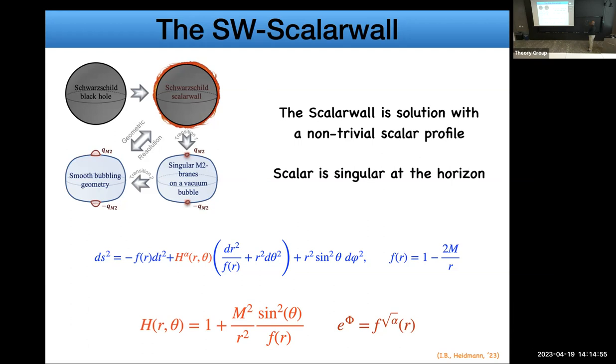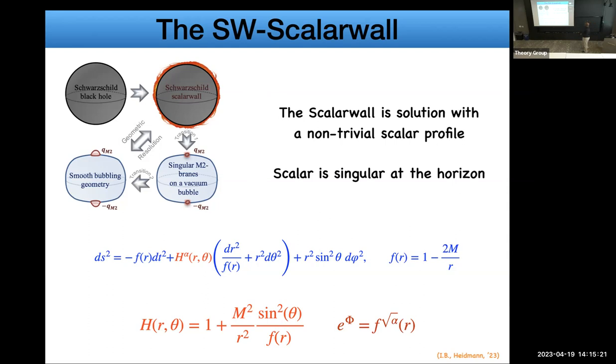Does the field just get really large, or the energy? Well, the field goes as F of R, right? So it's blowing up. So the stress tensor is blowing up, and because the stress tensor blows up, the curvature blows up. So it is genuinely singular at the horizon. You're replacing, so you have a horizon, but it's singular. The curvature blows up, yeah.